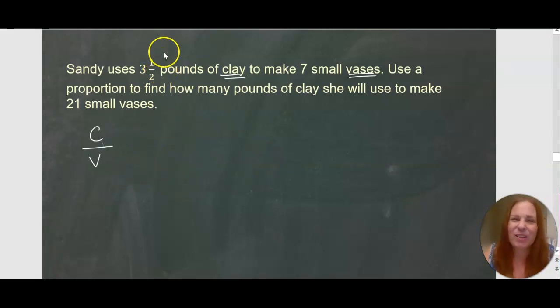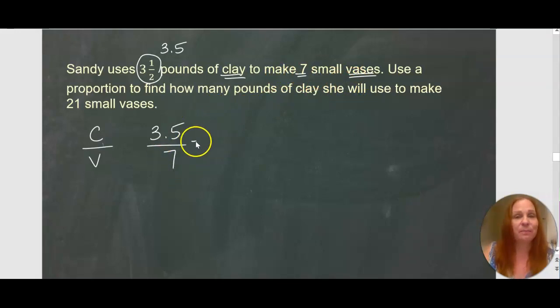Now, it's a little clumsy and clunky to use a mixed number inside of a fraction, so I'm actually going to write this as a decimal. I'm going to write 3.5 instead of 3 1/2. And you can do that, especially if it's a common fraction, because we know our common fractions, right? Then it's really easy to write it as a decimal. Okay, so let's set up our first ratio. We have 3.5 pounds of clay. So clay is going to go on the top, and that will make 7 small vases. So 7 is going to go on the bottom.